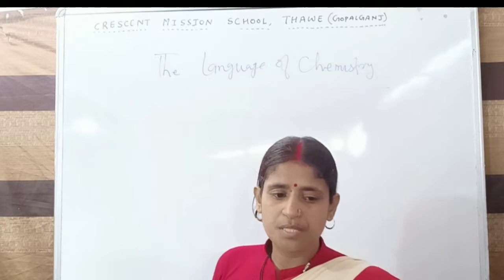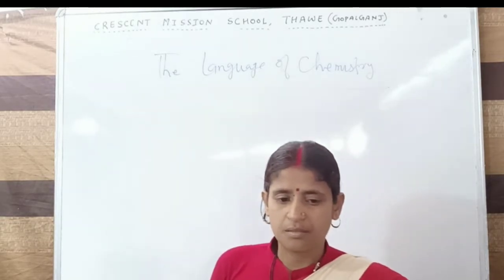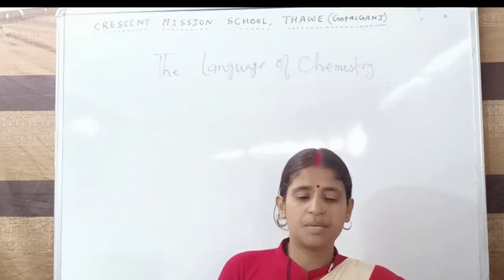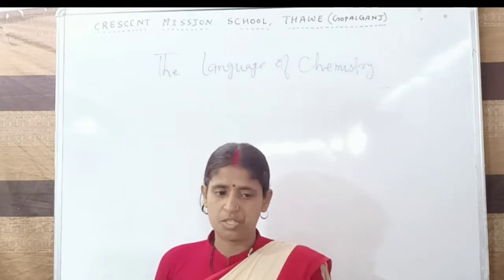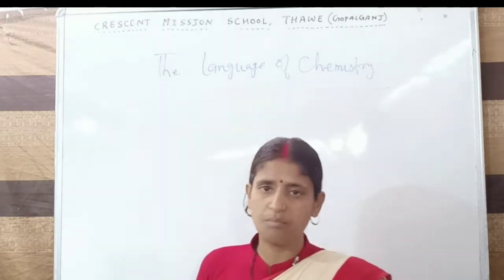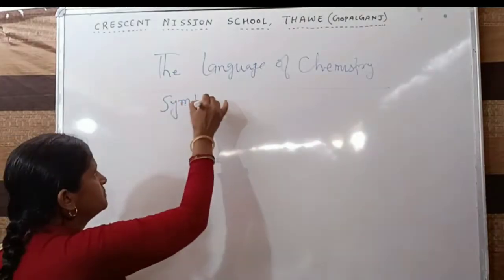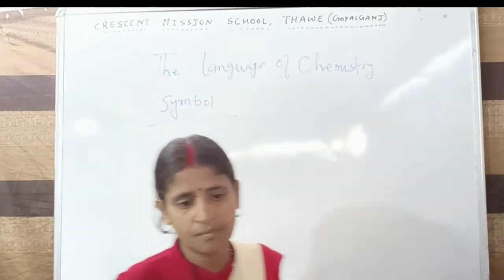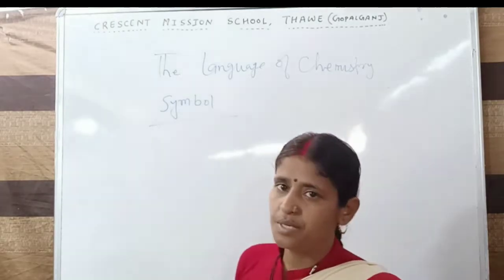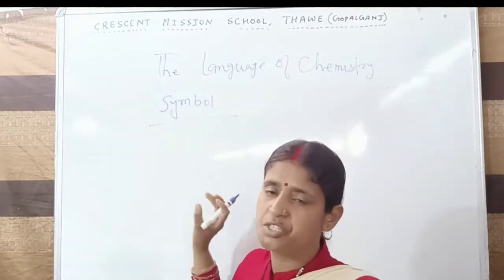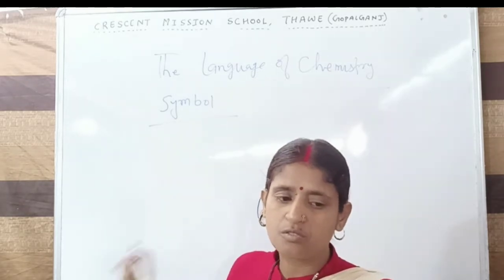an atom is represented by a symbol. A molecule is represented by a formula, and the chemical reactions, chemical changes are represented by a chemical equation. First of all, we know what is a symbol. What is the definition of a symbol? A symbol is an abbreviation of the name of an element. Abbreviation means the short form, the first letter of an element, that is called a symbol.